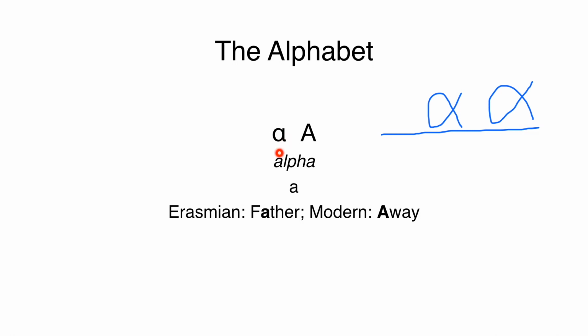So we'll see that the lowercase alpha is very similar to our English lowercase a, and the uppercase alpha is exactly the same as our uppercase A. In the Erasmian pronunciation, this would be pronounced like the A in father, ah. In the modern pronunciation, this would be pronounced like the A in away, ah. Quite similar, but the modern pronunciation is a little shorter.